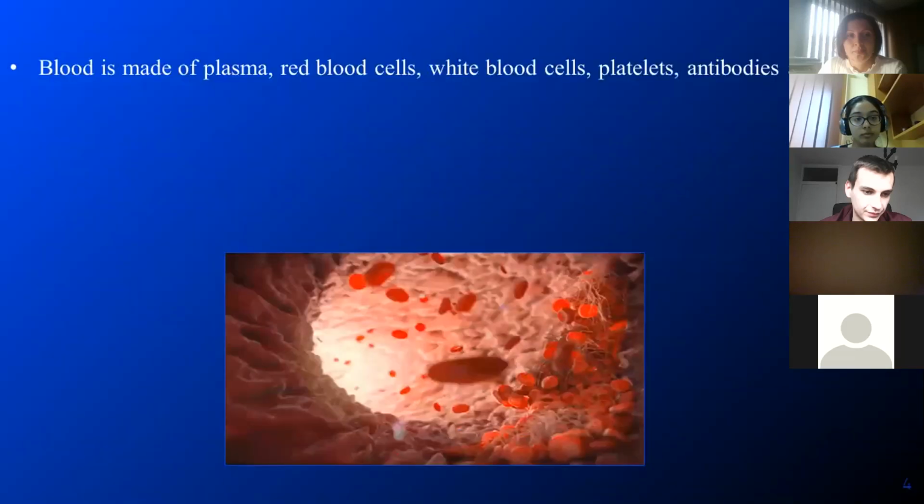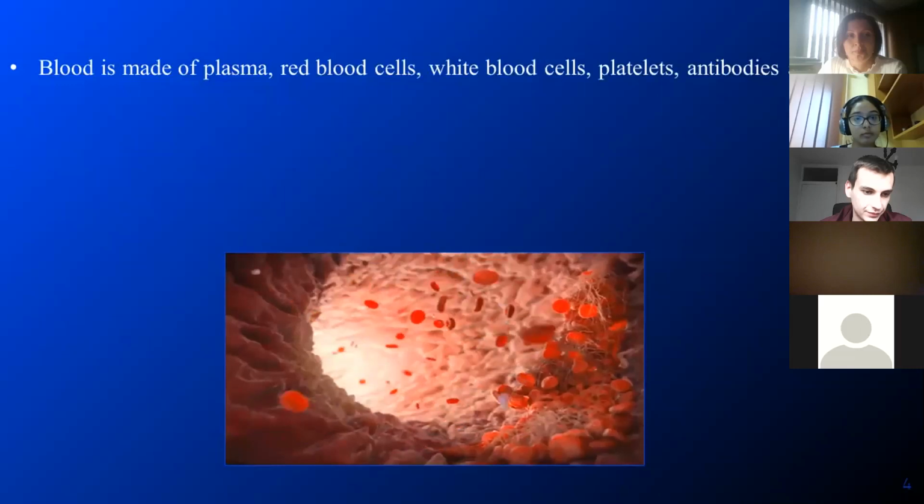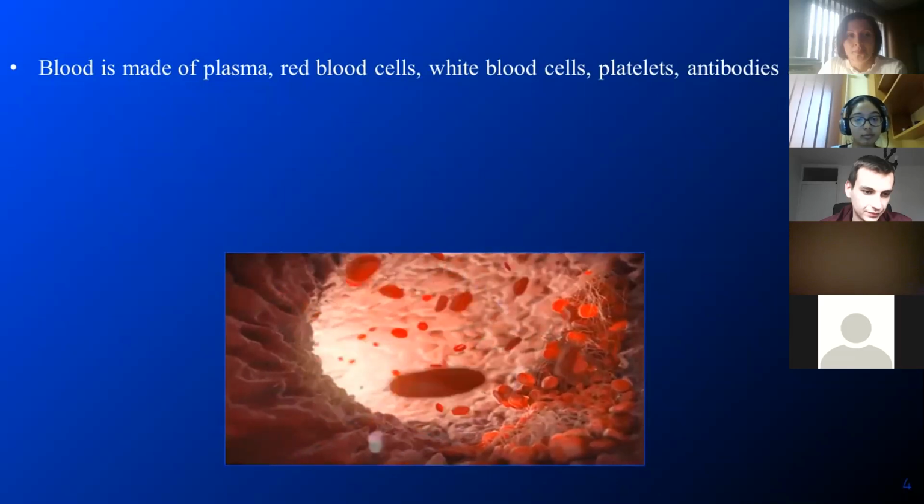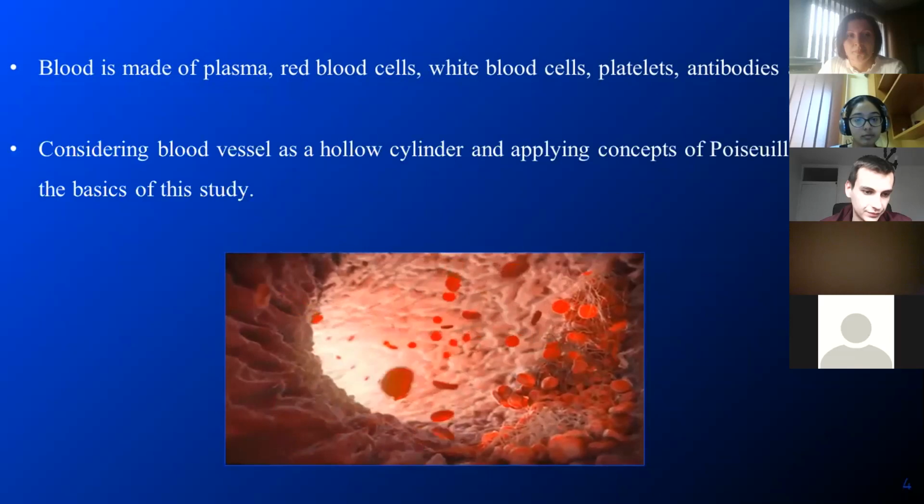Blood is made of plasma, red blood cells, white blood cells, platelets, antibodies, and hormones. It is the fuel for our body. Considering a blood vessel as a hollow cylinder and applying the concepts of Poiseuille's law form the basis of this study.